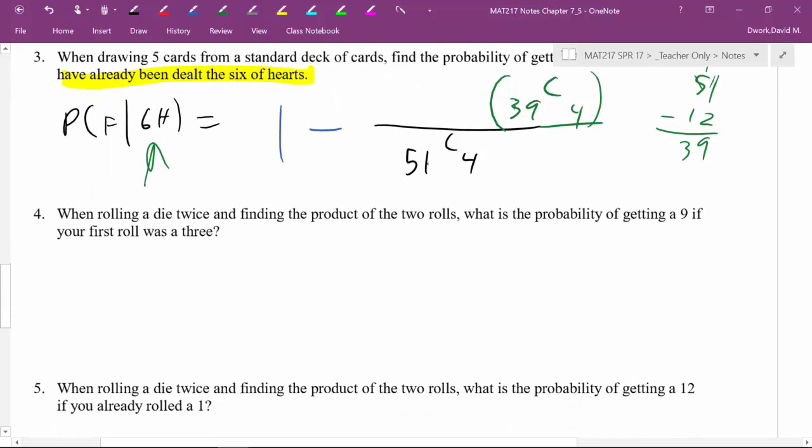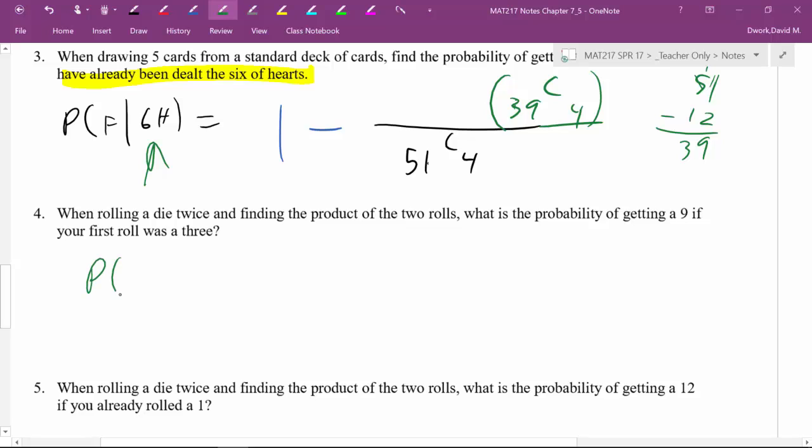Fantastic. Okay, let's do another problem. When rolling a die twice and finding the product of the 2 rolls. Product, what does product mean? Multiplication. Okay, so when we multiply the 2 values together, what is the probability of getting a 9 if your first roll was a 3?